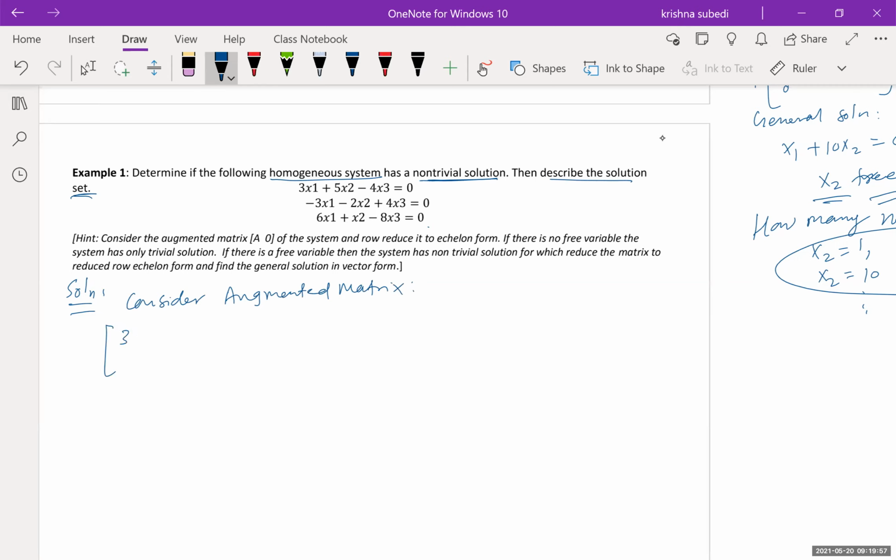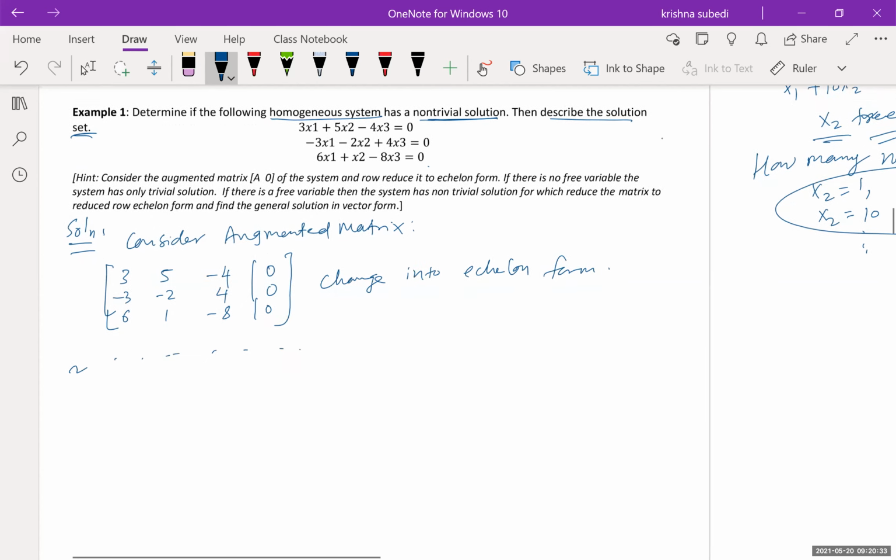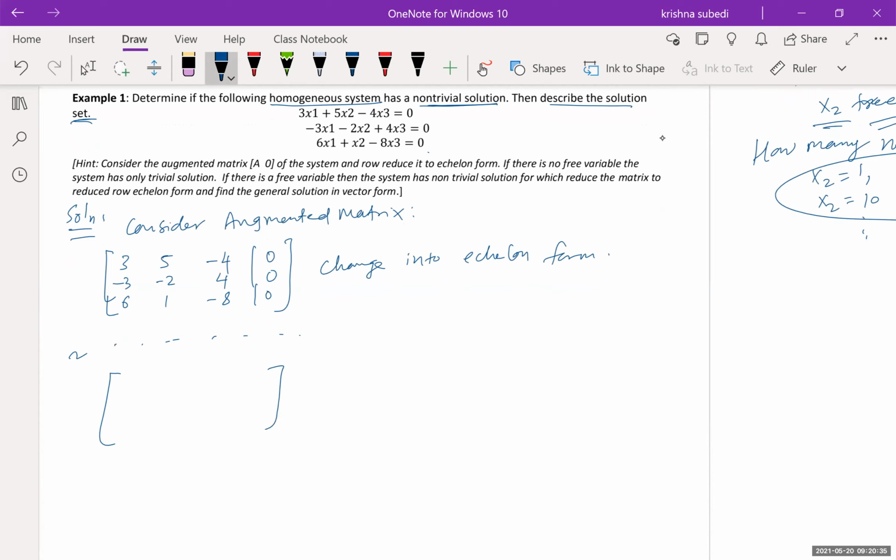Which is 3, 5, negative 4, 0, negative 3, negative 2, 4, and 0, 6, 1, negative 8, and 0. Okay, I want you to change into echelon form. I leave it to you. I trust that you will be able to do it, and let me know the echelon form.